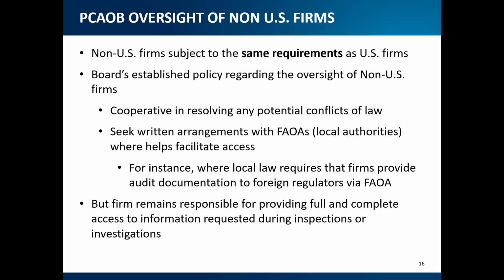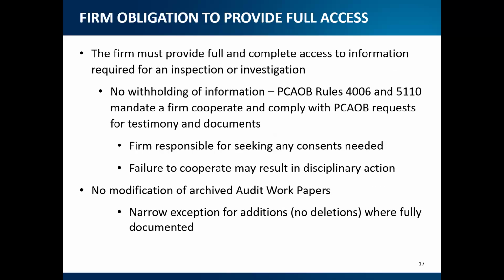This is an important topic, so I would like to say a few more words about the requirement that firms must provide full and complete access to information required for a PCAOB inspection or investigation. PCAOB Rule 4006 requires that firms cooperate and comply with any request made in connection with an inspection to provide access to and the ability to copy any record in the possession, custody, or control of such firm or person, and provide information by oral interviews, written responses, or otherwise.